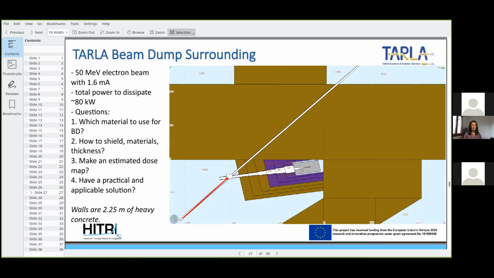In case of this electrolytic accelerator, typically we use only less than 1% of the beam, so 99% of the beam is continuously being deposited into the beam dump.